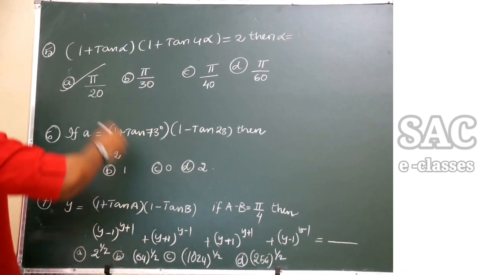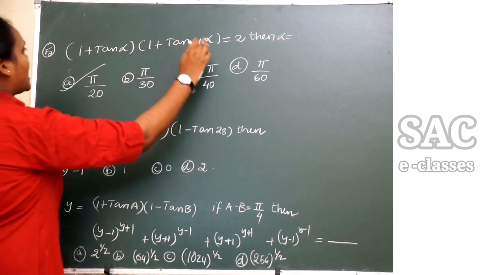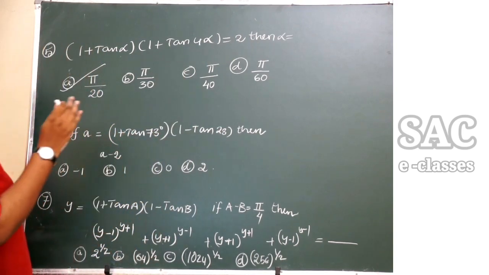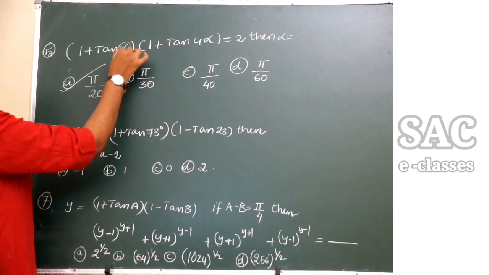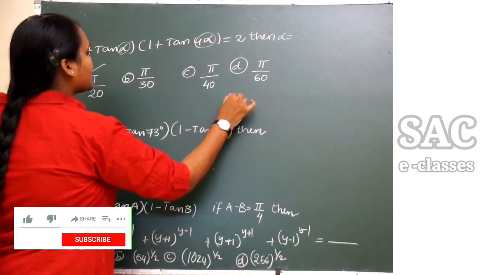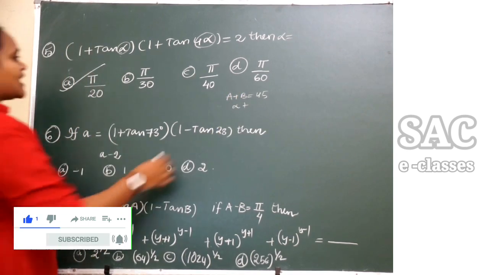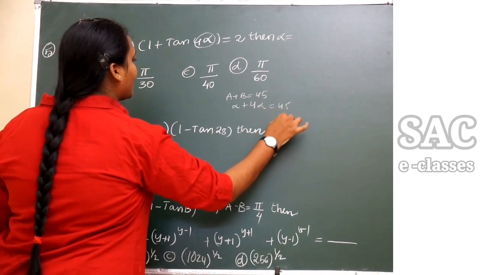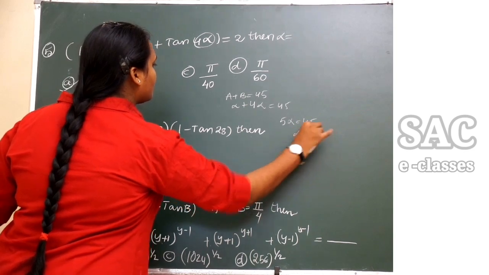Why? We know that 1 plus tan A into 1 plus tan B is equal to 2. Then what will happen to A plus B? That means it is A and it is B if you are thinking. That means A plus B value is 45. We know that A plus B is 45. Then alpha plus 4 alpha is 45. Clearly 5 alpha is 45. Then alpha is equal to 9 degrees.